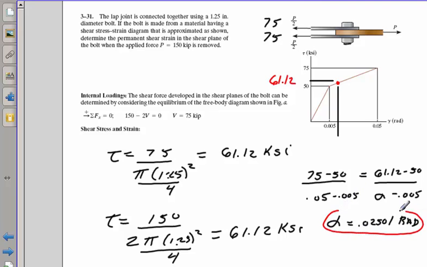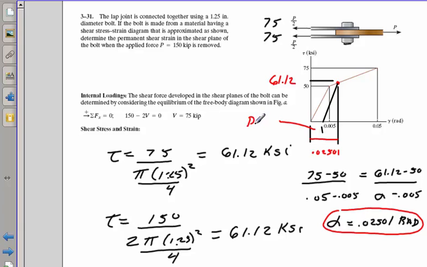Now, what you're going to do there is, you know this value here. And we'll move this one down. This value is 0.02501 from here to here. Now what we're looking for is the permanent set. And to find the permanent set, you're going to bring this slope back. It's going to be parallel to this slope here. This right here is going to be your permanent value. That's what we're looking for.